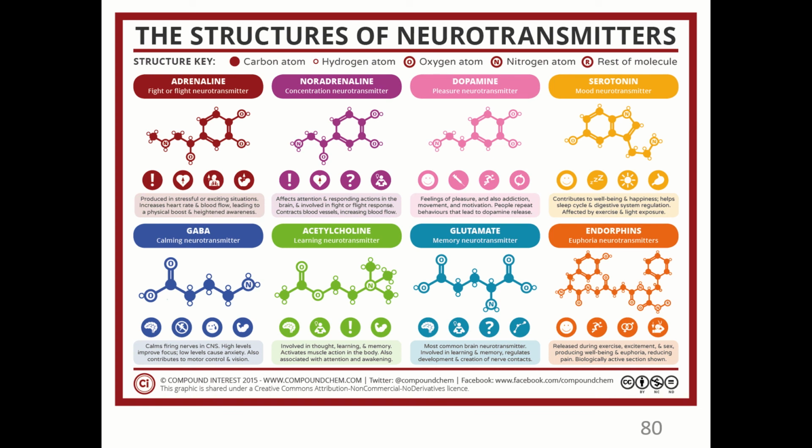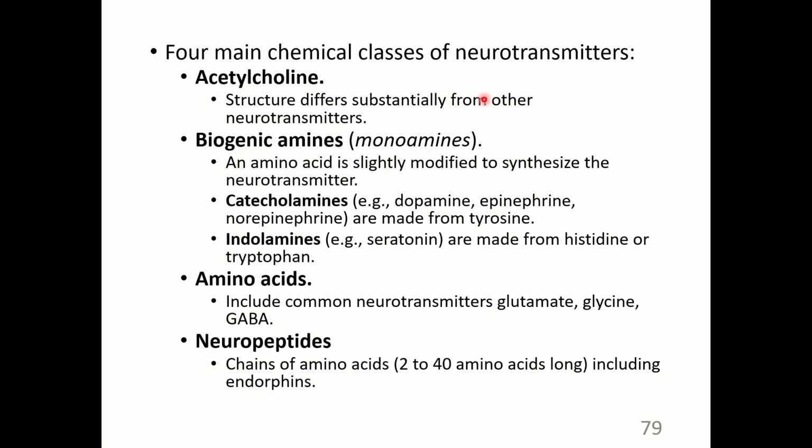So here we see some structures of common neurotransmitters. We have adrenaline, noradrenaline, and dopamine. These are biogenic amines. Epinephrine and norepinephrine are in that class of adrenaline. And then we have dopamine. These are all the catecholamines made from tyrosine.